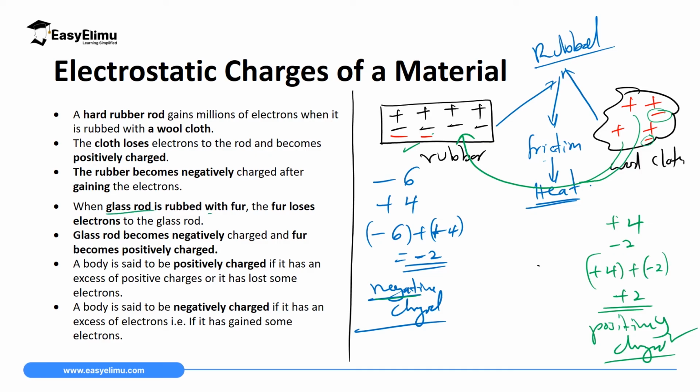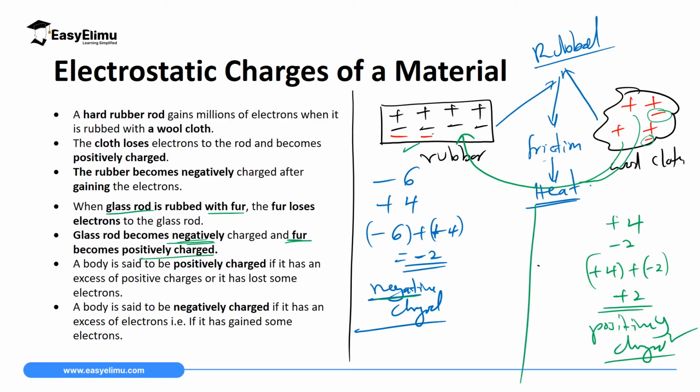Now, another set, if you have a glass rod and fur, if you rub the two, the glass rod will become negatively charged. What does that mean? The glass rod will gain electrons. When it gains electrons, it will have more electrons than positives, then it will become negatively charged, and then fur will become positively charged. What does that mean? It will lose electrons, and then it will remain with fewer electrons than protons, and in that case, it will become positively charged.